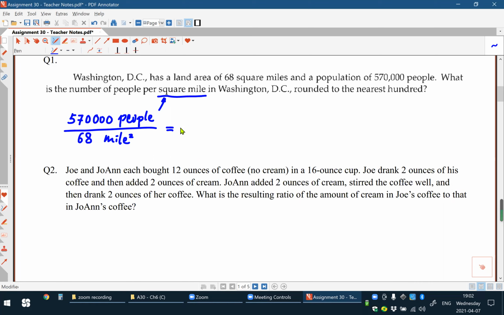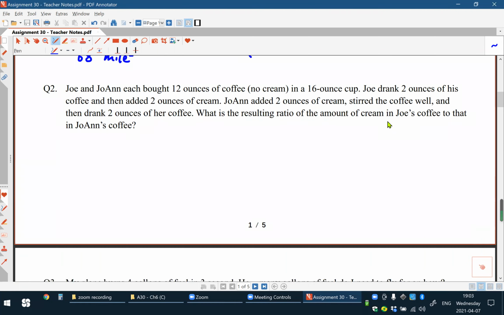So this is approximately 8400. Okay, because it asks us to round it to the nearest 100. Unit here is people per square mile. Okay, any questions? No? All right, next. Question 2.